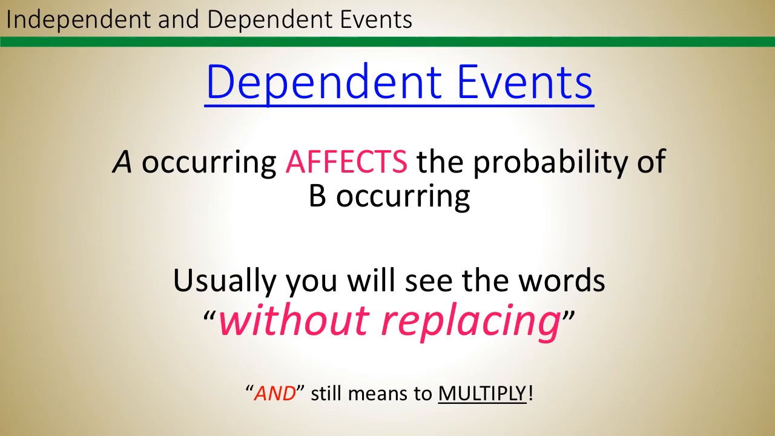Okay, so another thing we're going to talk about today is dependent events. So dependent events are going to affect the probability of another event happening. Okay, so we're usually going to see the words "without replacement" on problems like this. Okay, and "and" still means multiply. So we're still going to be multiplying here.